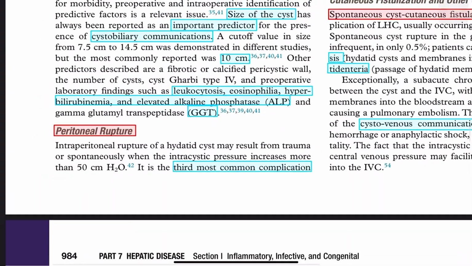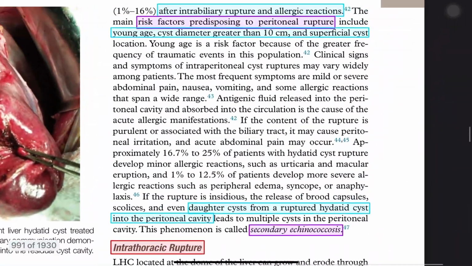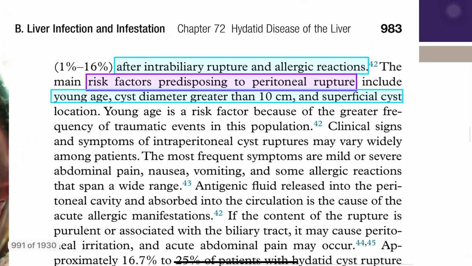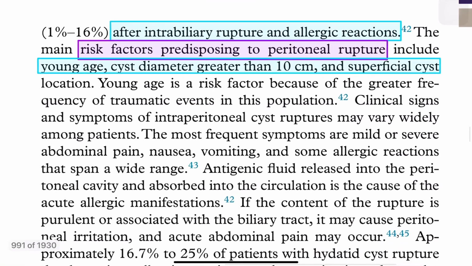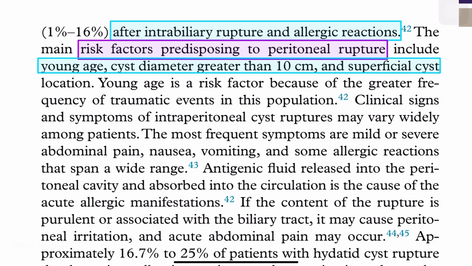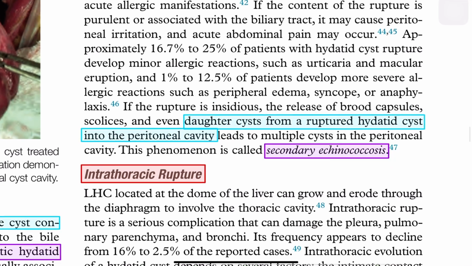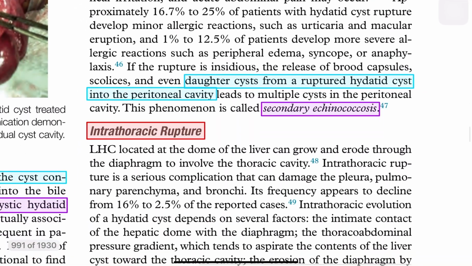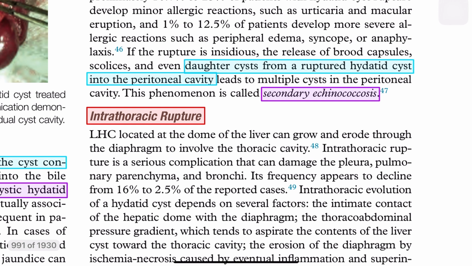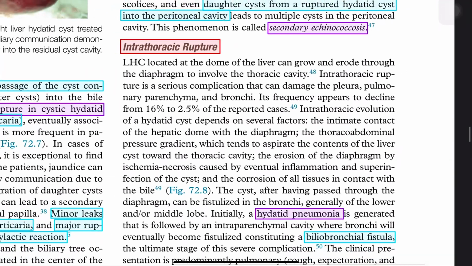Peritoneal rupture is the third most common complication, after intrabiliary rupture and allergic reaction. Young age, trauma, cyst diameter more than 10 centimeters and superficial cyst are risk factors for peritoneal rupture. When daughter cysts from a ruptured hydatid cyst enter the peritoneal cavity and lead to multiple cysts, it is known as secondary echinococcosis.